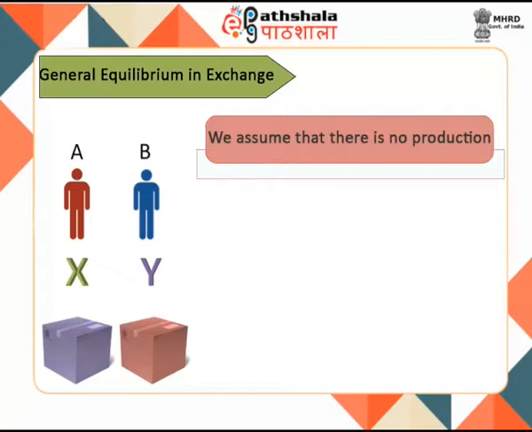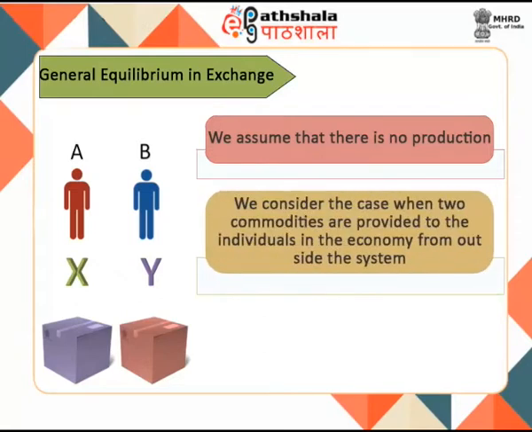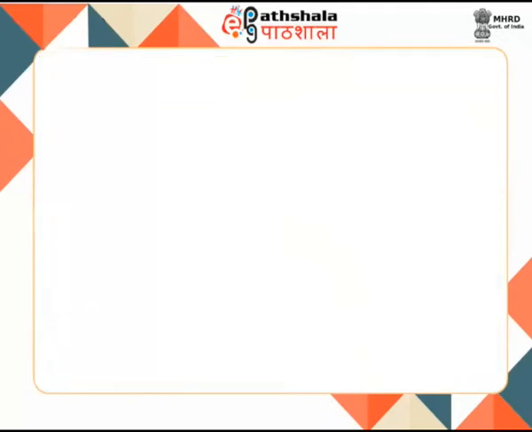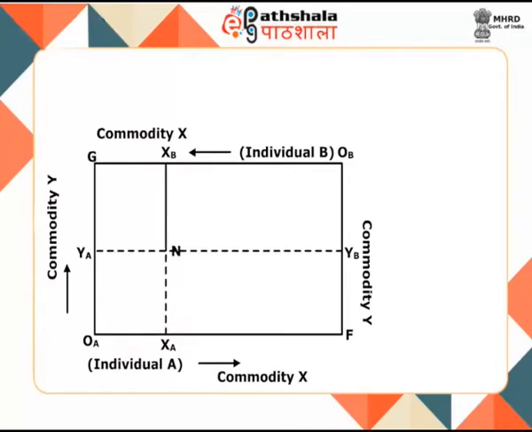That is, we consider the case when two commodities are provided to the individuals in the economy from outside the system. Such possessions are called the initial endowments of individuals A and B. Now, suppose the individuals engage in an exchange so as to maximize their satisfaction. This process of exchange can be better understood through the box diagram.